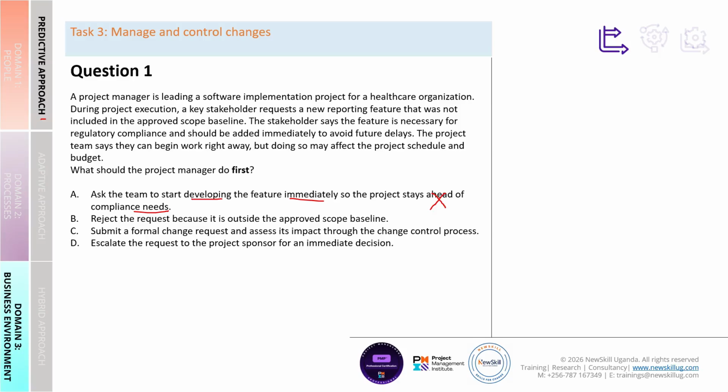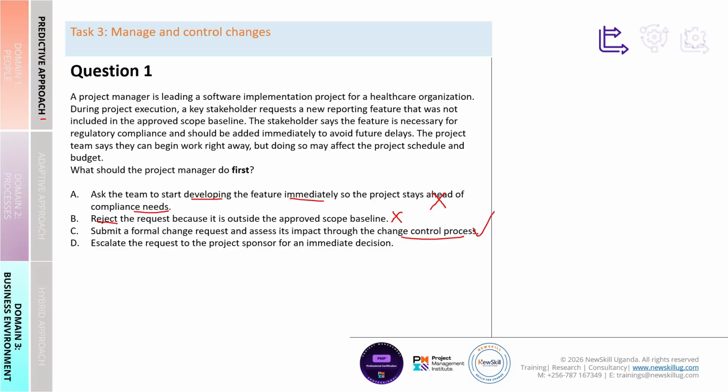Reject the request because it is outside the approved scope. Now this also does not align with the procedure in accordance with the PMP Guide 8th edition in regards to managing and controlling changes. Your role is not to reject the change. And when you look at submitting a formal change request and assessing its impact through the change control process, you'll see that this one aligns with the PMP Guide 8th edition. So we can first keep option C for now.